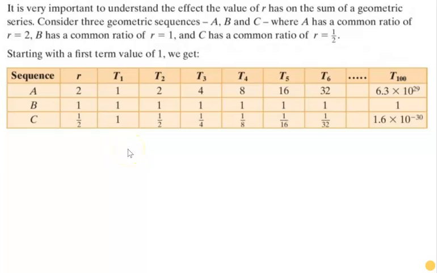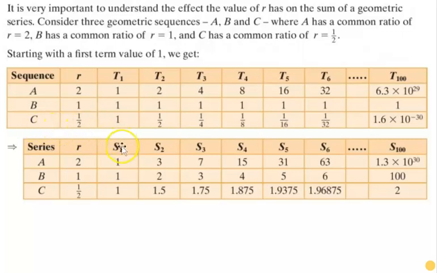Now, let's have a look at the series of these sequences. Again, we have the same sequences, A, B, and C, and this time we're going to see what happens when we add up the terms. For sequence A, term 1 is just 1, so S1 is 1. S2 is 1 plus 2, which is 3. S3 is 7 because 1 plus 2 plus 4 is 7. S4 is 15 because 1 plus 2 plus 4 plus 8 is 15, and so on, up as far as S100, which is a really big number.